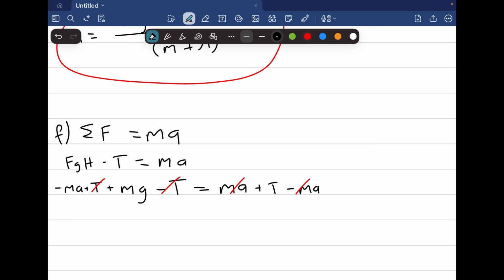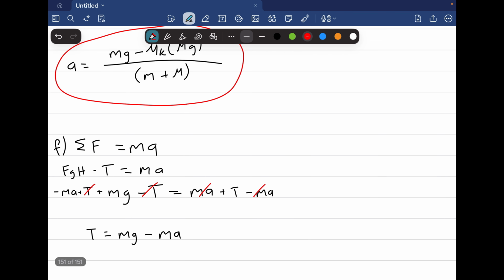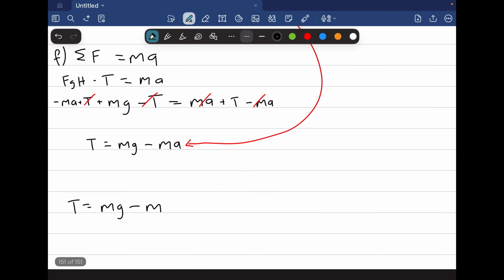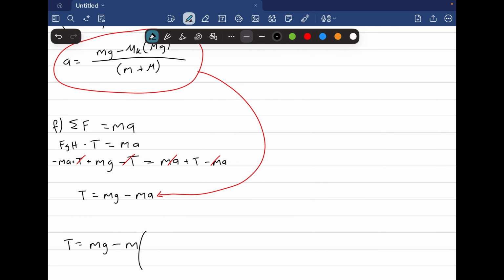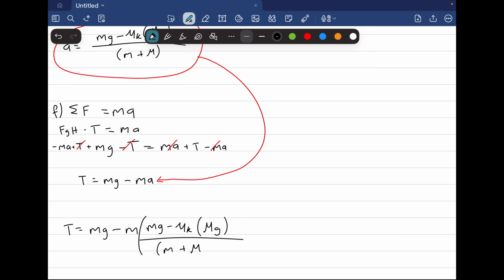Leaving me with T is equal to mg minus ma. But we don't want it in terms of a, so I can plug this a function into this a, right? So T is equal to mg minus m, then parenthesis is mg minus mu k of capital MG all over lowercase m plus capital M, right?